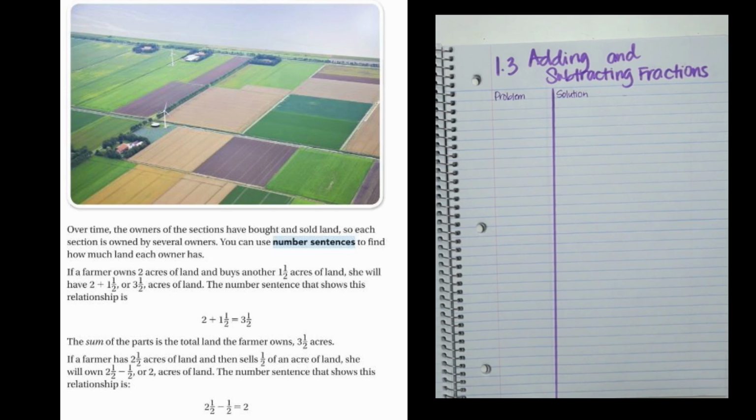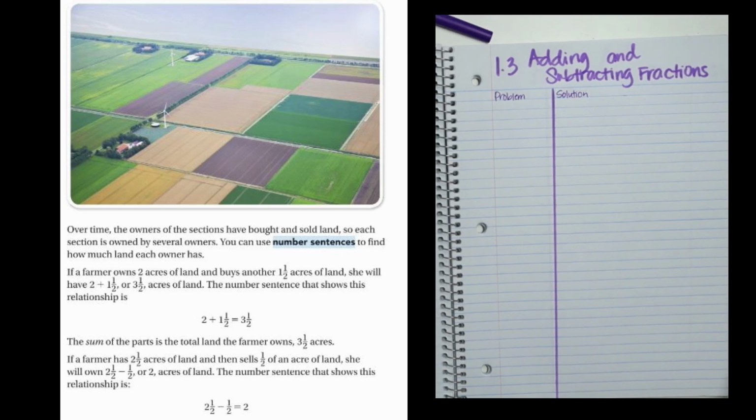If a farmer owns 2 acres of land and buys another 1.5 acres of land, she will have 2 plus 1.5, or 3.5 acres of land. The number sentence that shows this relationship is 2 plus 1.5 equals 3.5. The sum of the parts is the total land the farmer owns, 3.5 acres. If a farmer has 2.5 acres and then sells half of an acre of land, she will now own 2.5 minus half, or 2 acres of land. The number sentence that shows this relationship is 2.5 minus half equals 2. Now this is something that should look familiar to you, but we're going to use the skill to answer some questions.